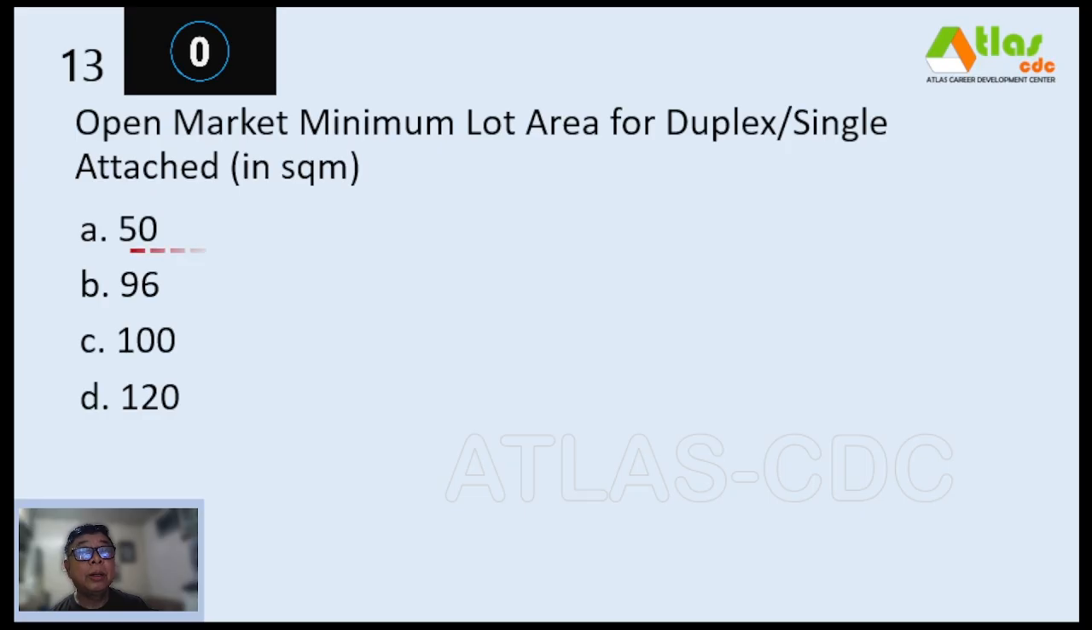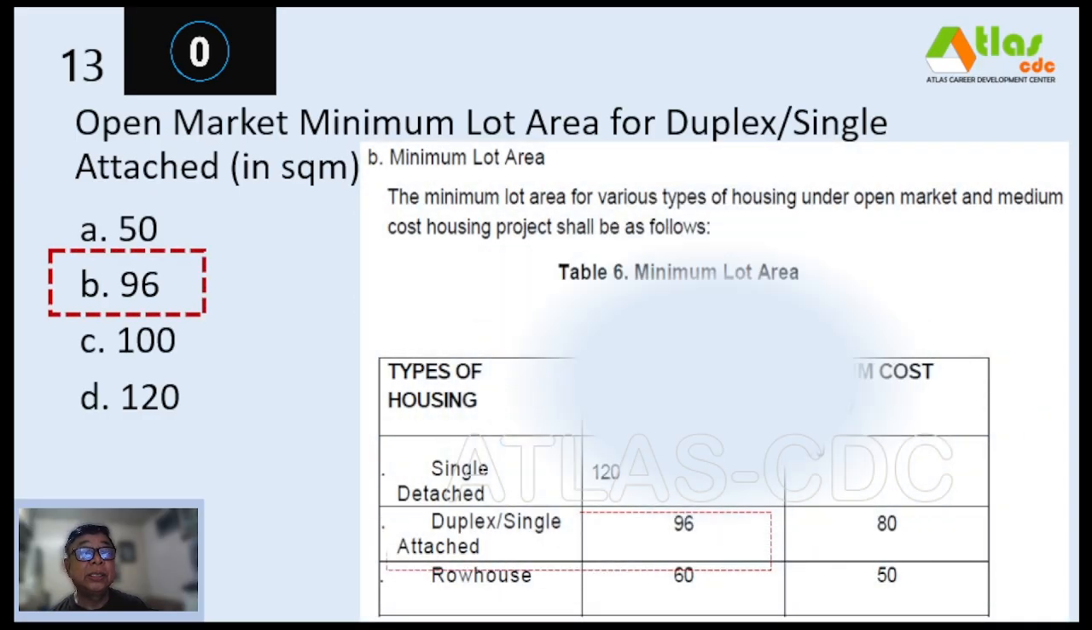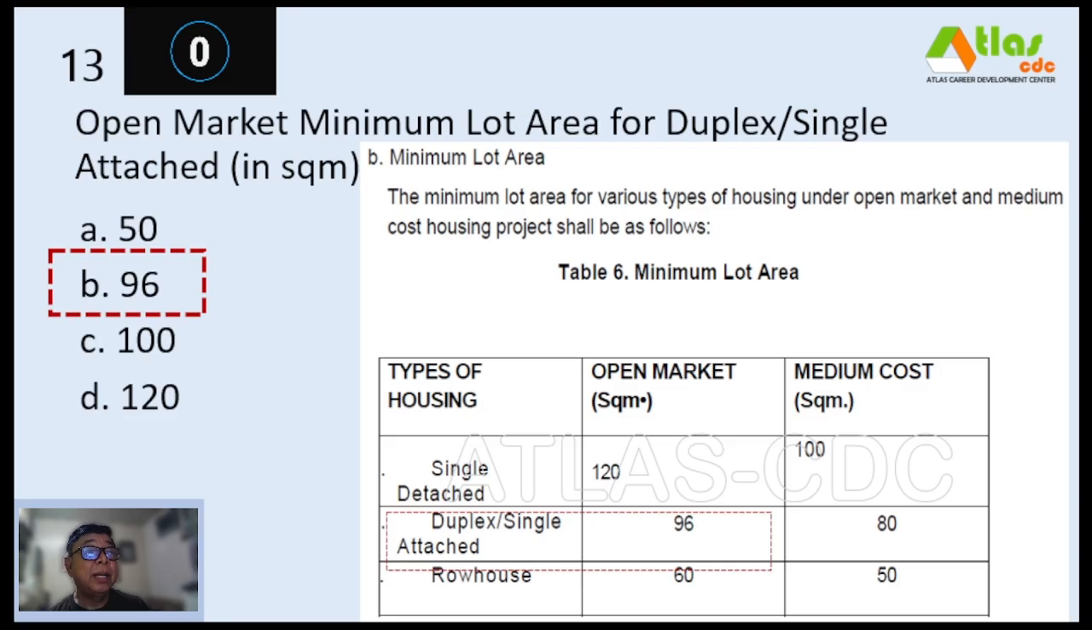And our correct answer is letter B, 96 square meters. So the minimum lot area according to PD 957 for duplex single attached open market is 96 square meters lot area, while medium cost is 80 square meters. Now for single detached is 120 square meters open market and row house is 60 square meters for open market.